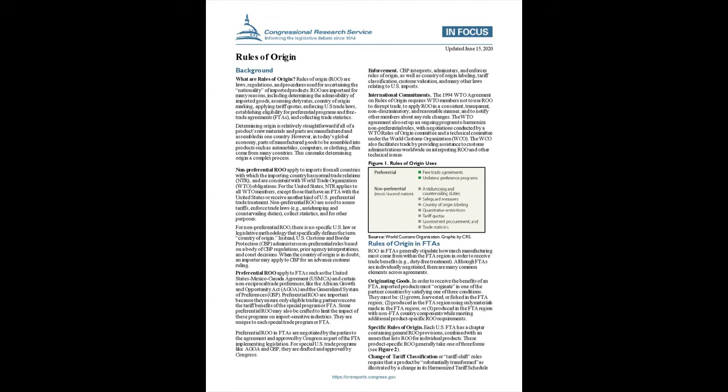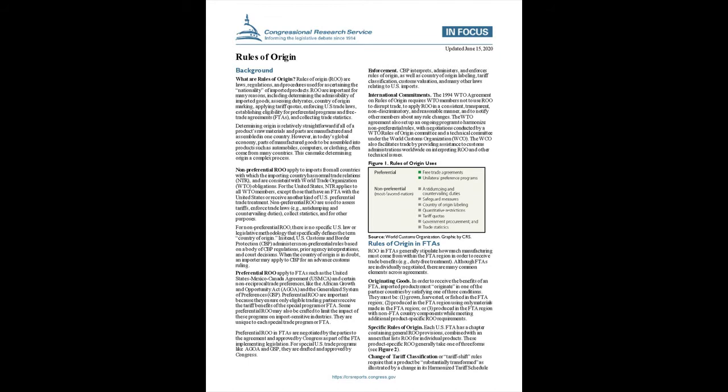They must be: 1) grown, harvested, or fished in the FTA region, 2) produced in the FTA region using only materials made in the FTA region, or 3) produced in the FTA region with non-FTA country components while meeting additional product-specific ROU requirements. Specific rules of origin. Each U.S. FTA has a chapter containing general ROU provisions, combined with an annex that lists ROU for individual products. These product-specific ROU generally take one of three forms, see Figure 2.